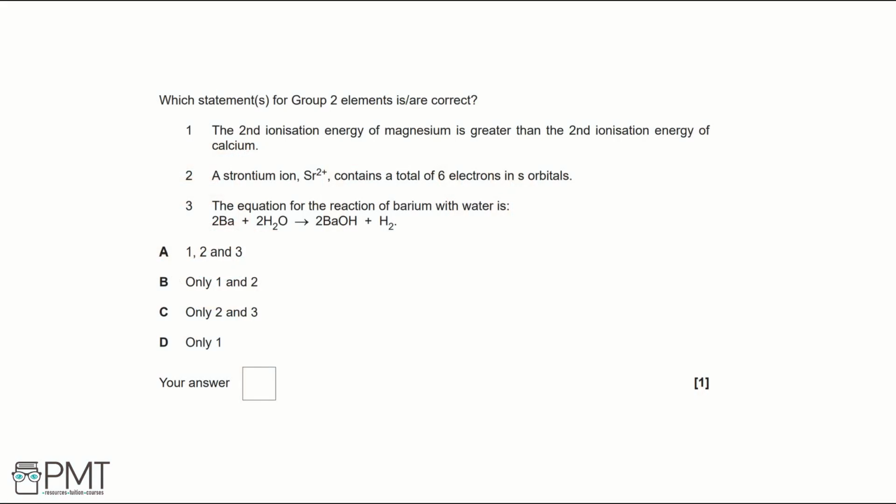Which statement or statements for group 2 elements is or are correct? 1. The second ionization energy of magnesium is greater than the second ionization energy of calcium. 2. A strontium ion, Sr2+, contains a total of 6 electrons in s orbitals. 3. The equation for the reaction of barium with water is 2Ba plus 2H2O goes to 2BaOH plus hydrogen.